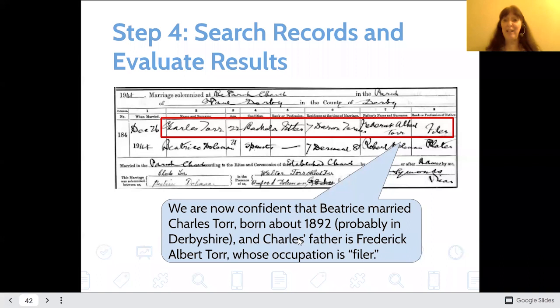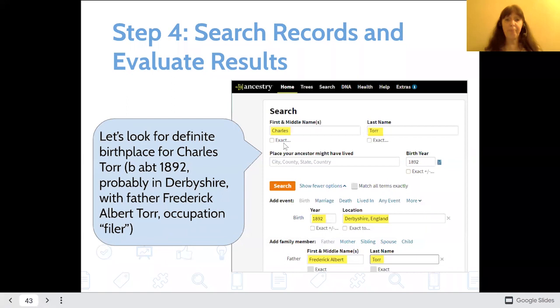But for now, we want to add Charles as Beatrice's spouse, but we don't quite have enough information to add him yet. We've got pretty good information. The main thing we're missing is where he was born, because even though he got married in Derbyshire, it's entirely possible that he was born someplace else. And if we don't know his birthplace, then we can't be confident when we do a duplicate search.